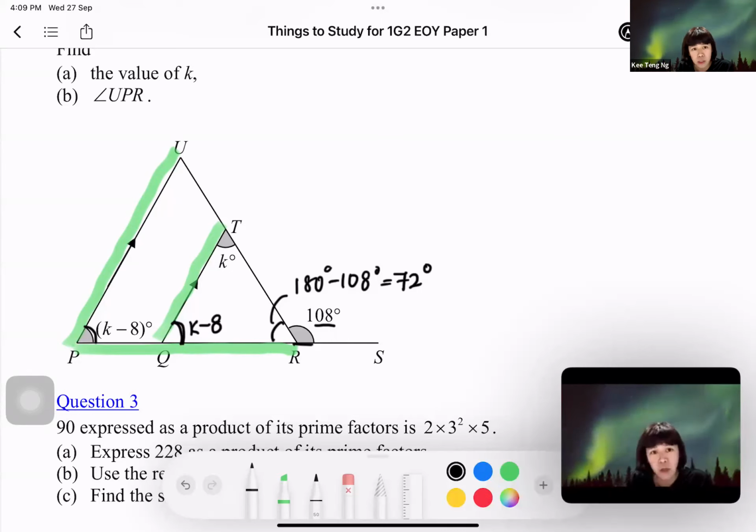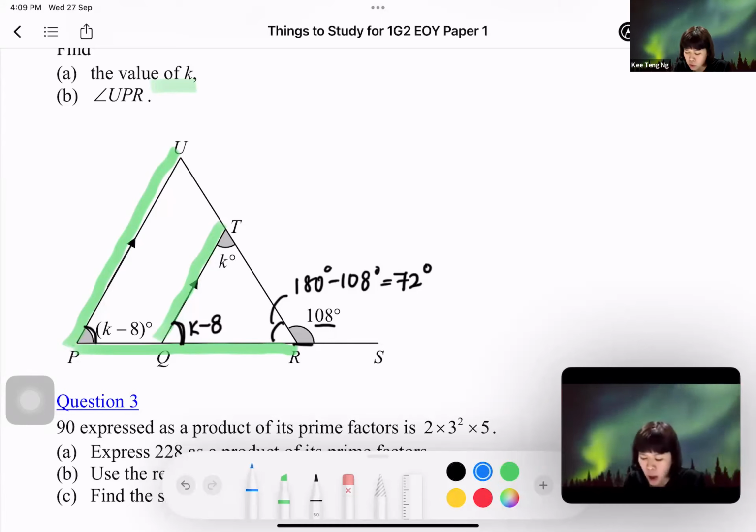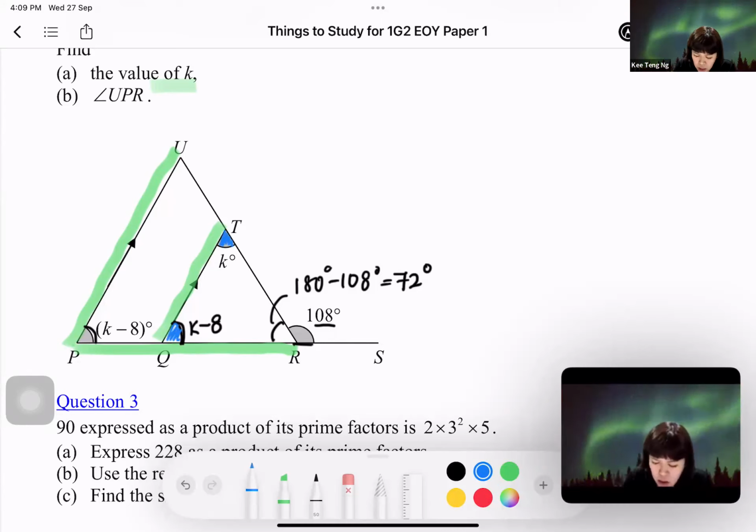Now the question is, I want to find the value of K. The question asks me to find the value of K. So what can I form? What do I know? I know this angle plus this angle plus this angle. All three angles add up to give you how much?